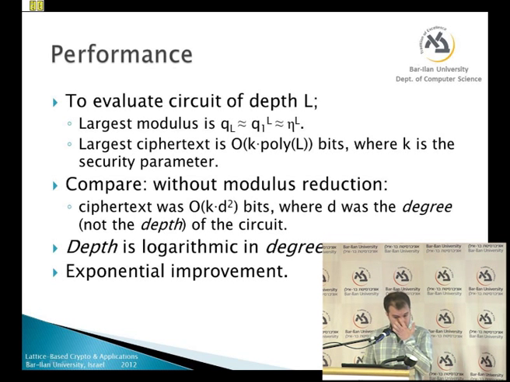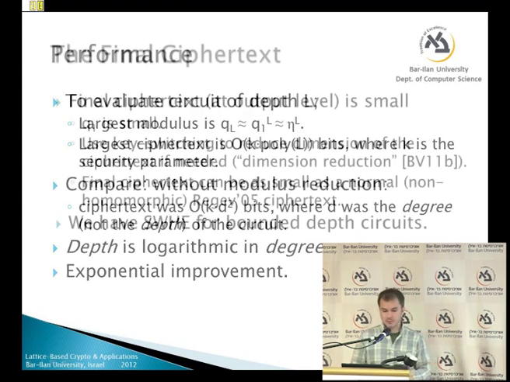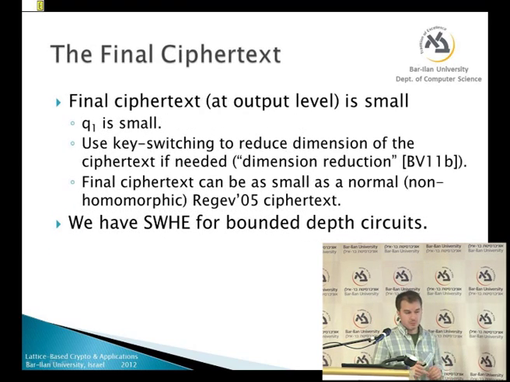Okay, so compare that to before, where the ciphertext went up in basically the same sort of way with respect to the degree, not the depth of the circuit. Okay. One cool thing about this transformation is that the final ciphertext is with respect to a small modulus, and like BV did in their scheme, you can also apply key switching to it, so that even the dimension of the ciphertext is as low as possible, and still secure. You remember key switching, right?